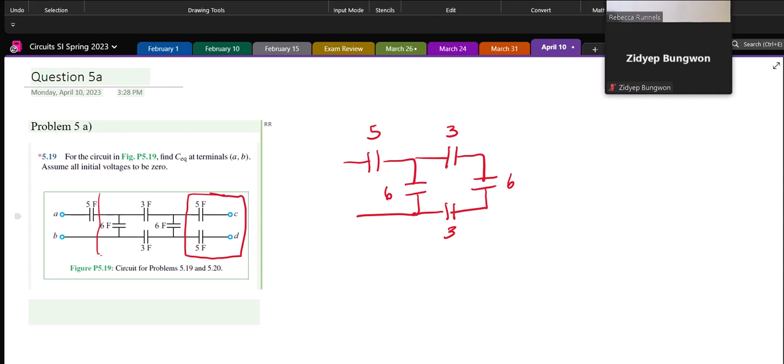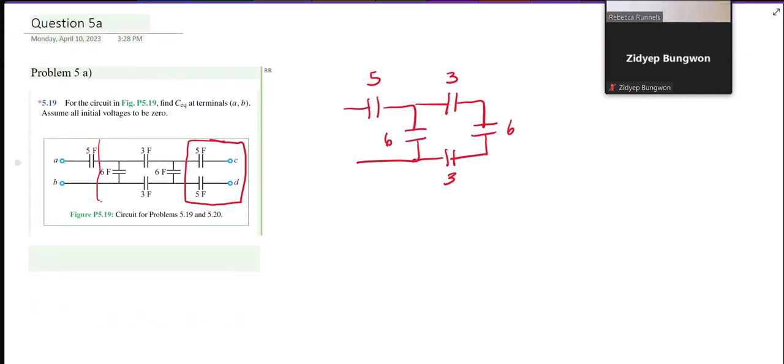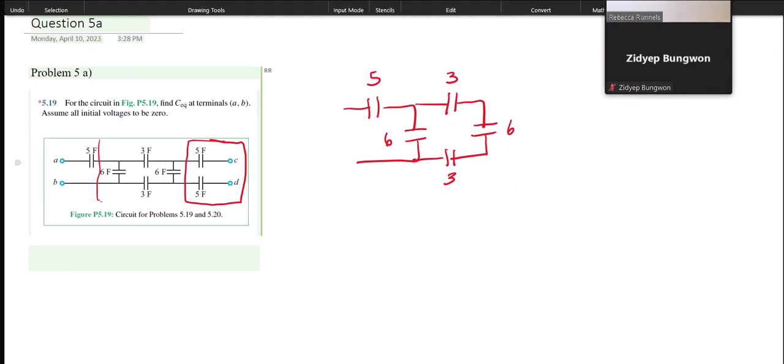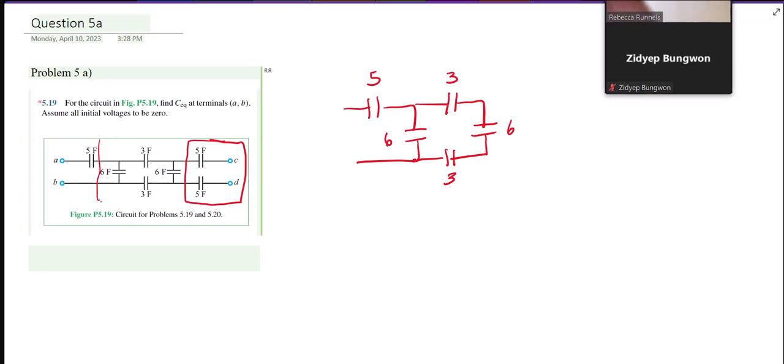Okay, so capacitors work opposite of resistors in that if they are in parallel, you just add them together. And if they are in series, you have to use something different. If you have two of them in series, then you could use product over sum. But if we look at our 3, 6, and 3, we have 3 capacitors in series. You can't use product over sum for 3 things.